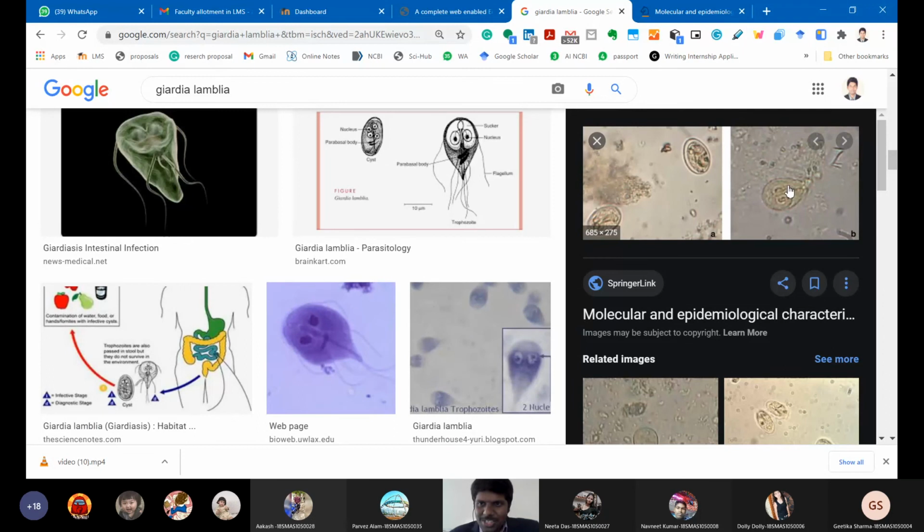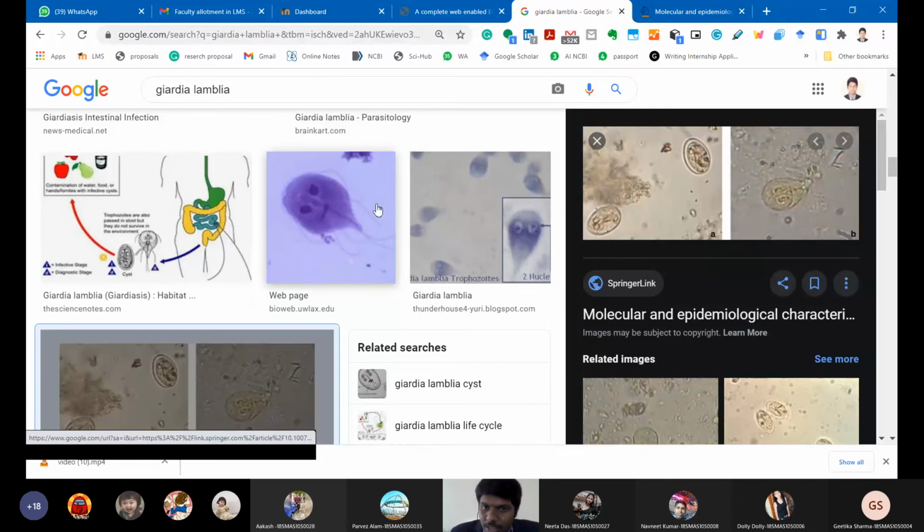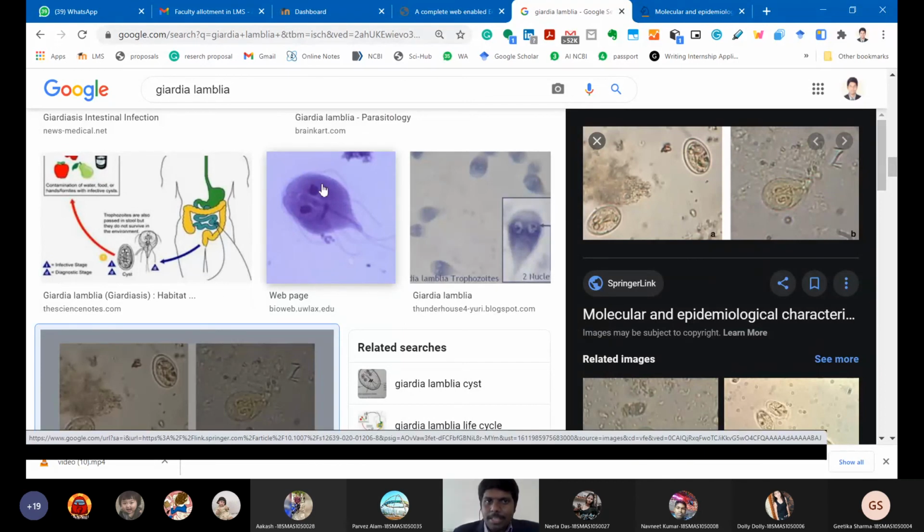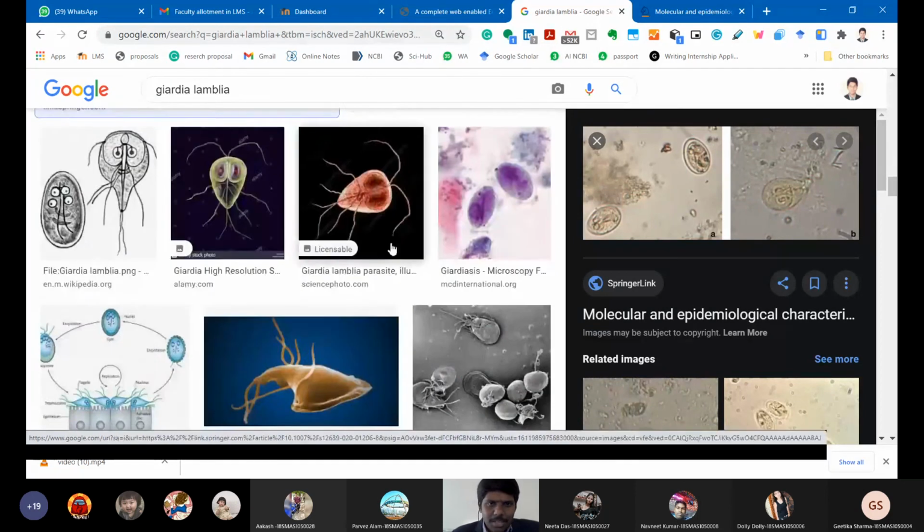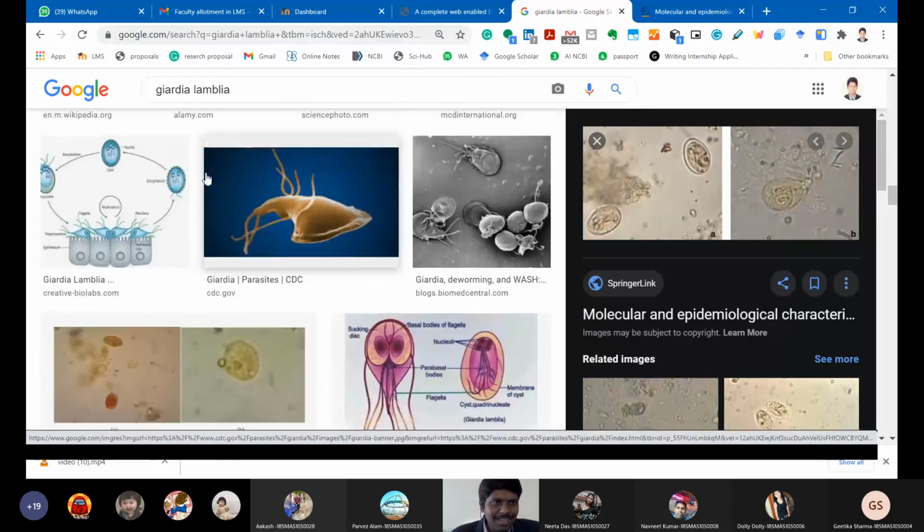So this is the trophozoite, and this is the cyst. The cyst will have 4 nuclei in its cytoplasm. If you stain it, you will see a prominent sucking disc, and you will see a parabasal body. So with the presence of this sucking disc and parabasal body, you can say yes, it is Giardia lamblia. Just like a smiling face, a smiling killer, an intestinal killer.